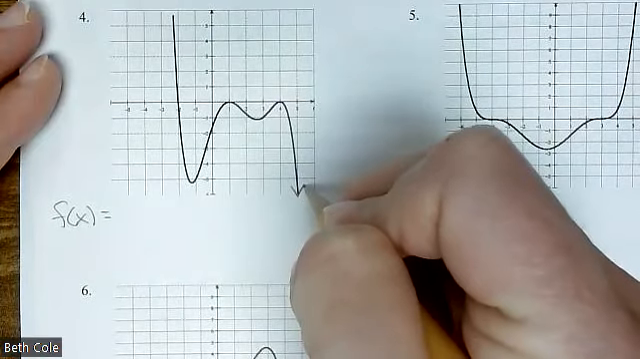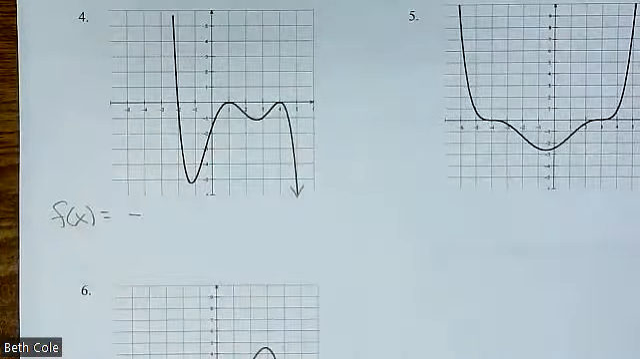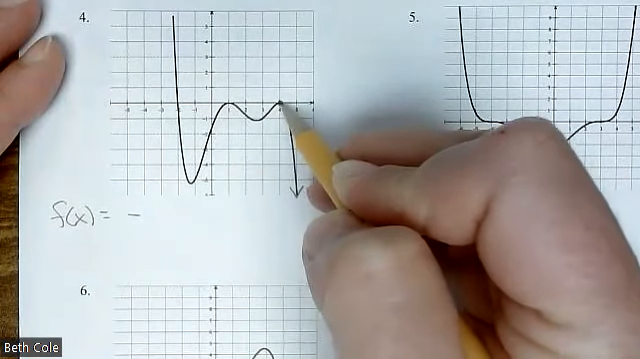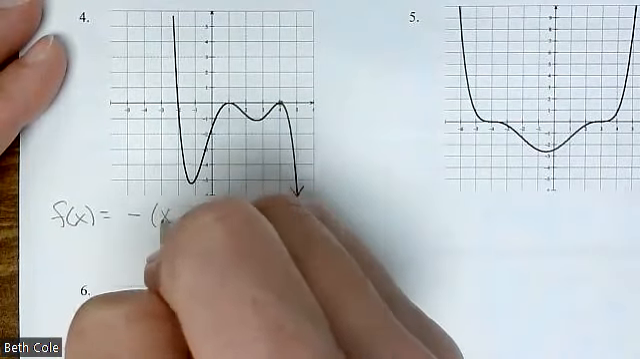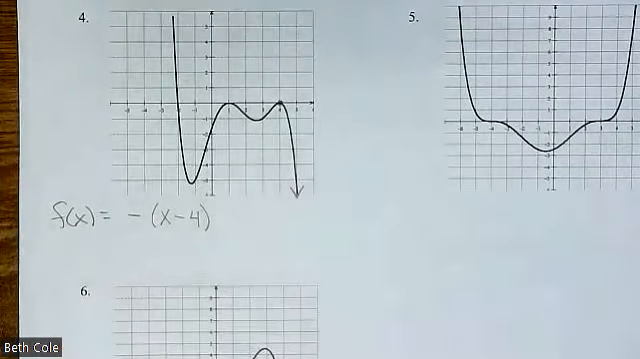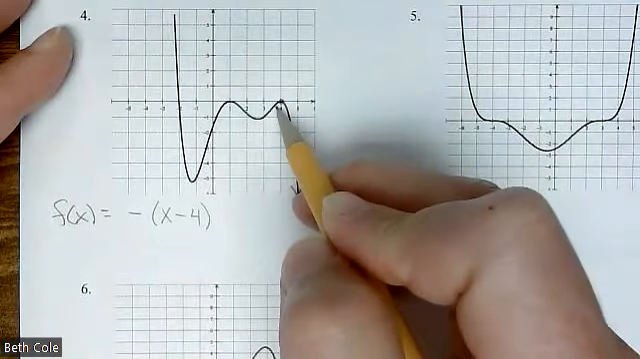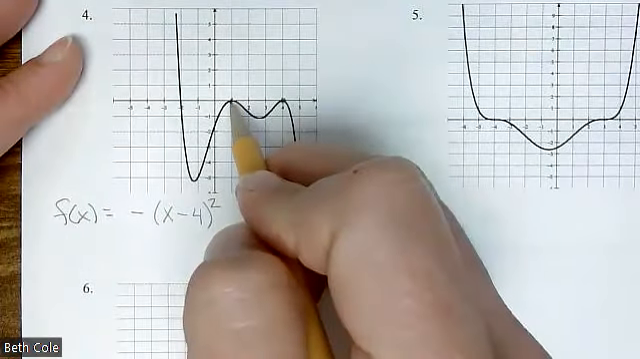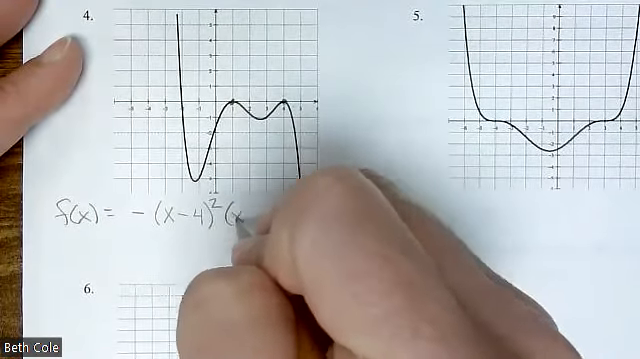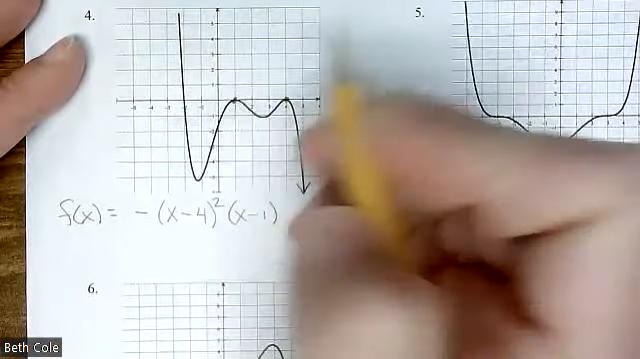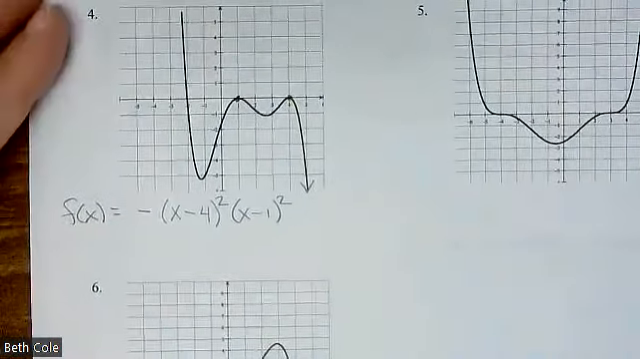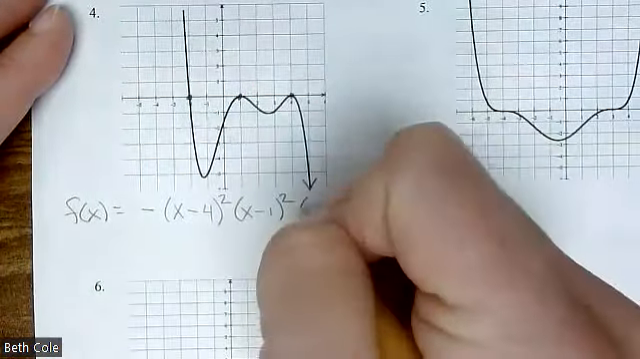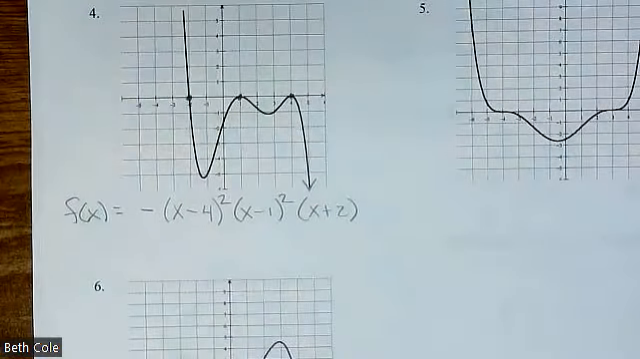Do I need a negative out front or not? Yes. Okay. If it's going up, just don't put anything. So here's my first 0. It's at 4. So my factor is going to be x minus 4. Good. And then what's it doing there? Bouncing. So squared. All right. And then I have another one at 1. So x minus 1. And that one bounces. So also squared. And then my last one is at negative 2. X plus 2. And it just goes straight through.